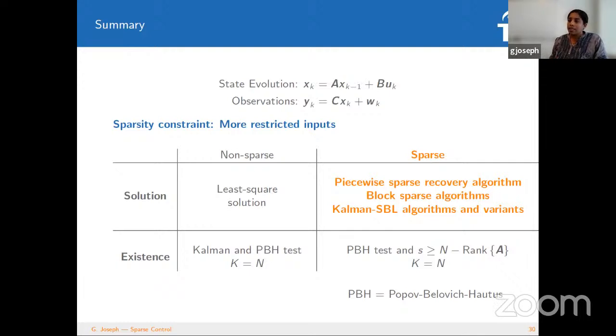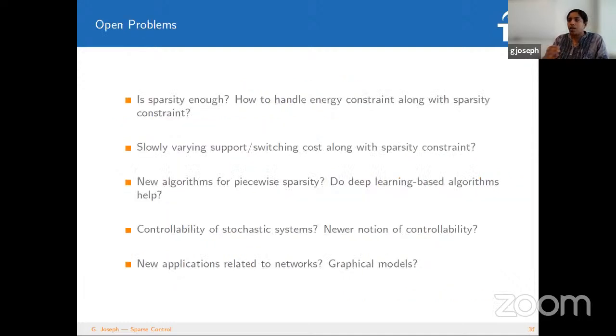And regarding the feasibility of such inputs, in the non-sparse or conventional case, we have a Kalman rank test or PBH test, and it says that the number of inputs should be equal to n. But in the sparse case, we have the PBH test plus a bound on the sparsity. And we again saw that in the worst case, the number of inputs that we would need is k equal to capital N. We also looked at opinion dynamics as a case study.